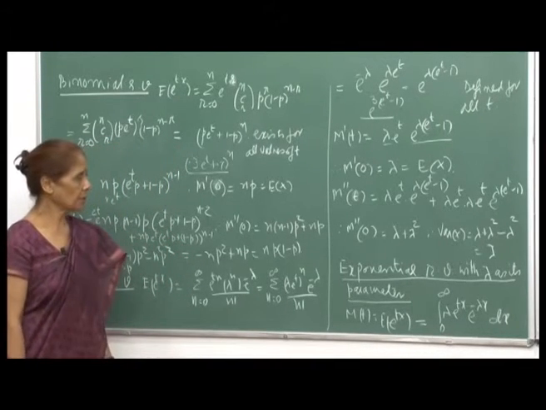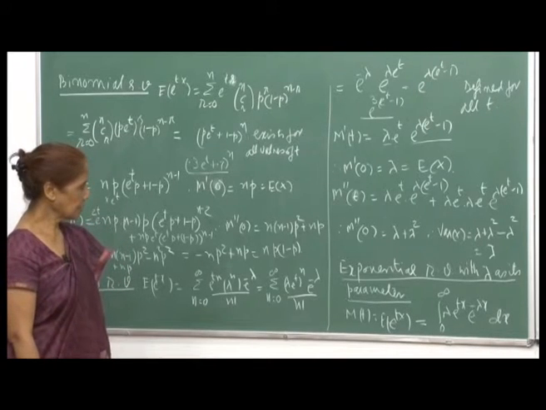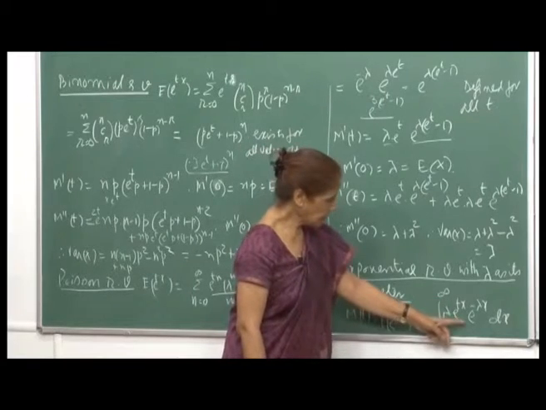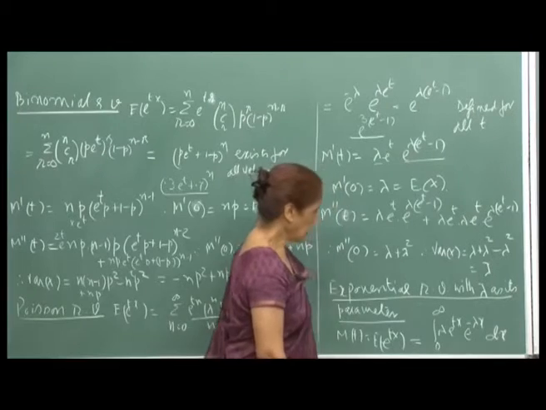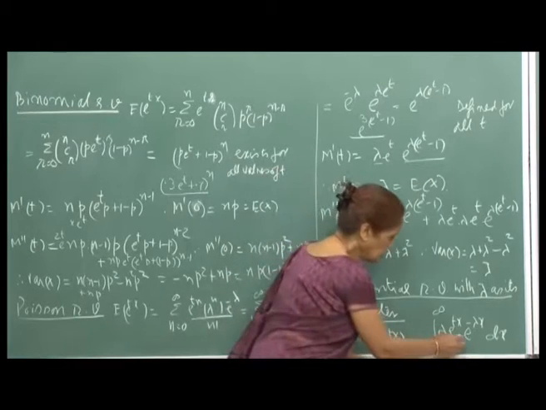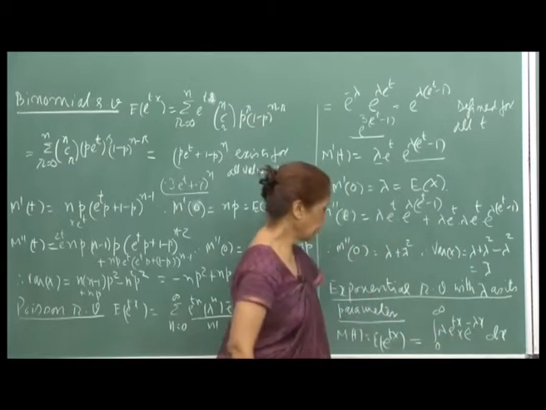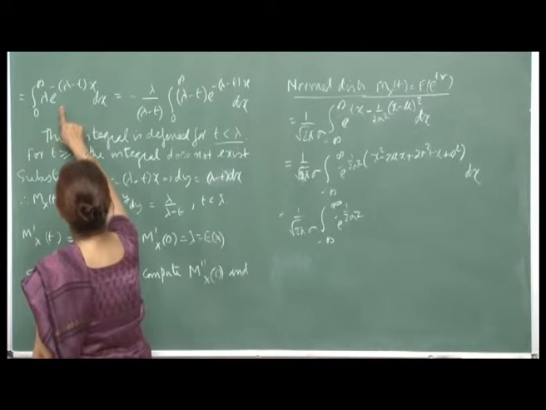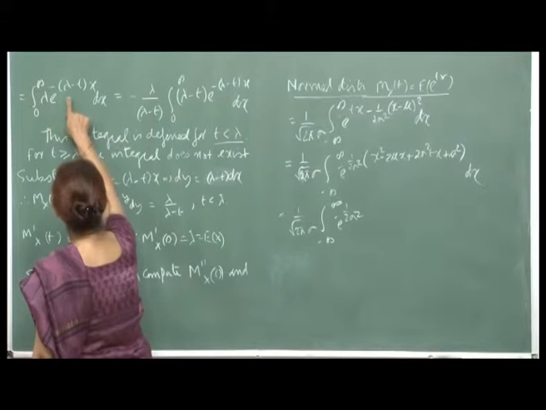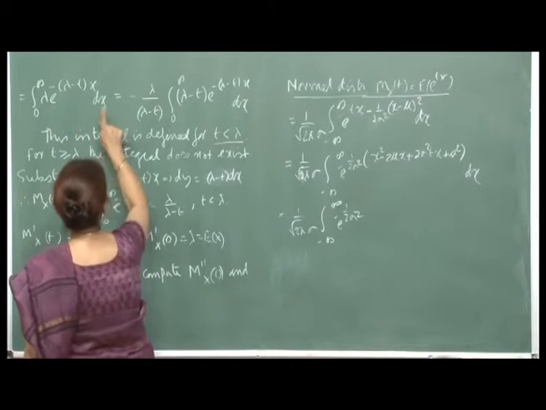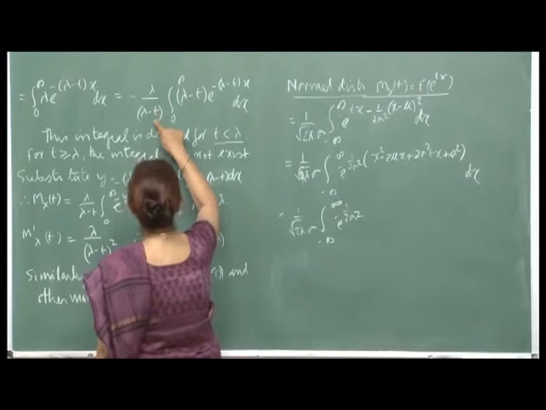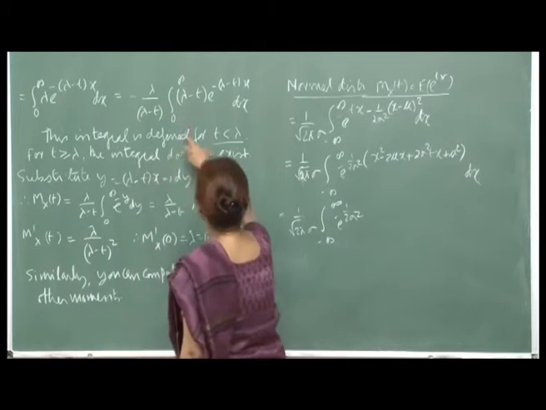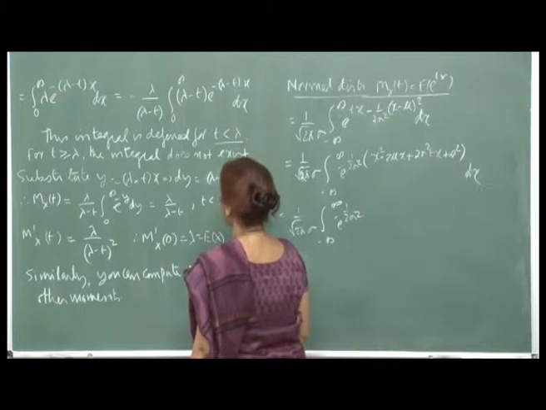For an exponential random variable with lambda as its parameter, this will be the integral from 0 to infinity of e raised to t x into lambda e raised to minus lambda x dx. Here again I couple the powers of e. So the moment generating function would be the integral from 0 to infinity of lambda e raised to minus (lambda minus t) x dx, which I can rewrite as lambda upon lambda minus t times the integral from 0 to infinity of (lambda minus t) e raised to minus (lambda minus t) x dx.